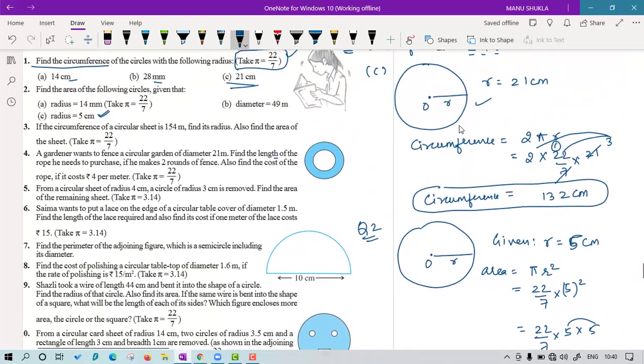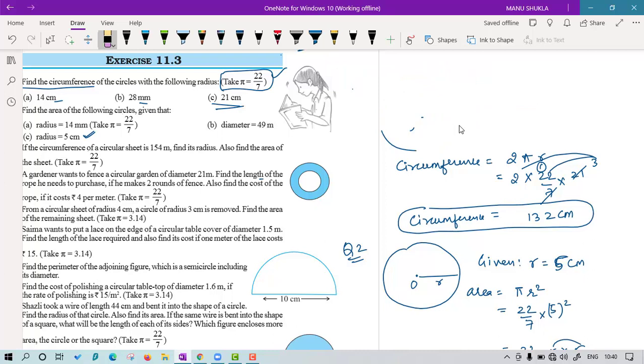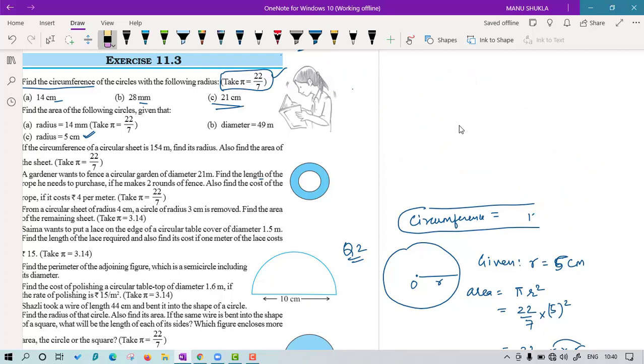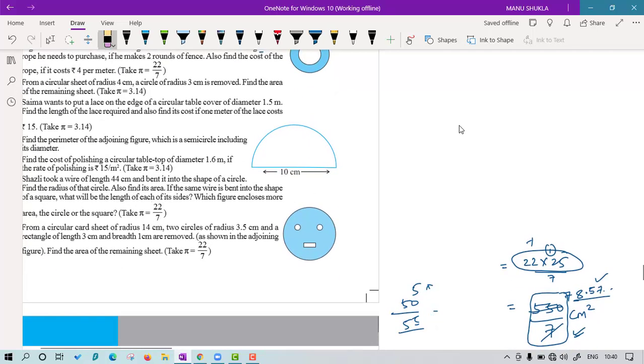Now before question number 3, let me erase this. Just one second. Till the time you can read question number 3. Okay, it is done.